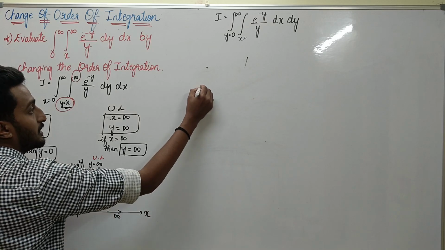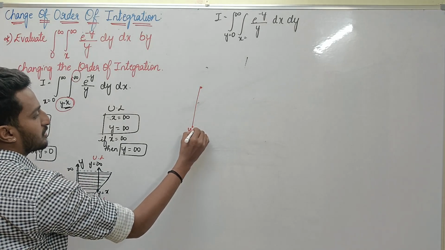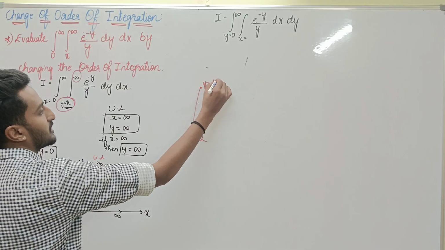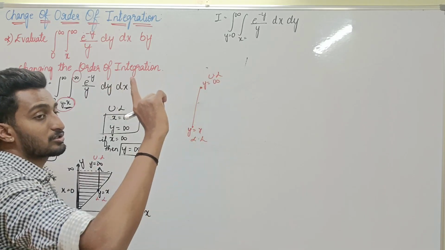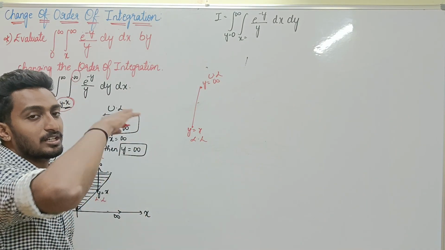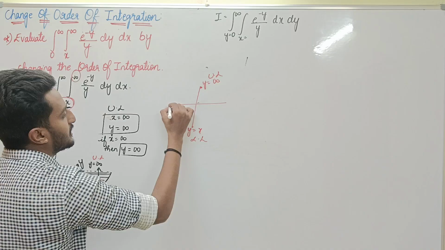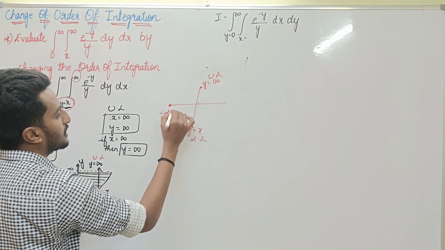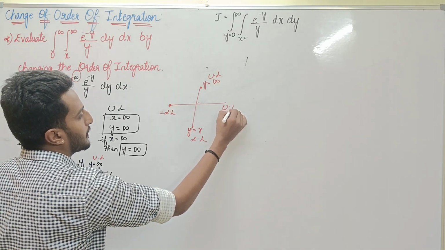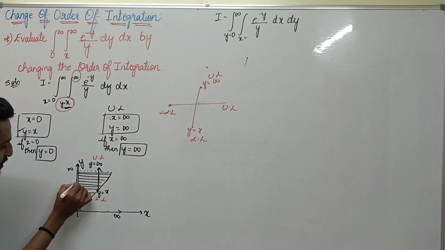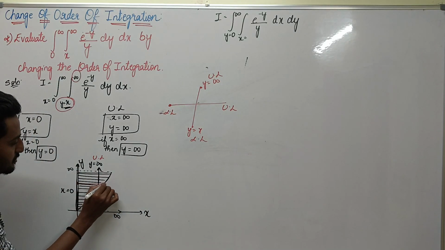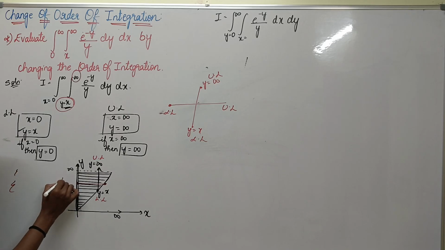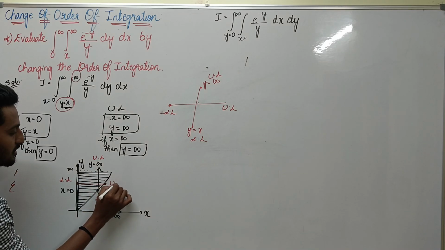Since it is vertical, y equal to x is our lower limit and y equal to infinity is our upper limit. I have told you so many times, if you get vertical, change it to horizontal, so that this will be our lower limit and this will be our upper limit. First let us see which is our lower limit, from here till here. What is our lower limit? This is our lower limit and this is our upper limit.